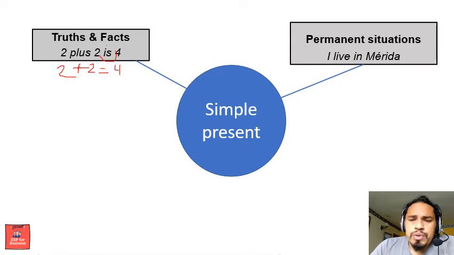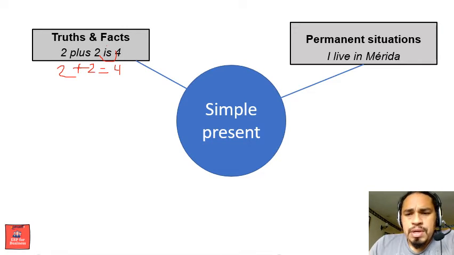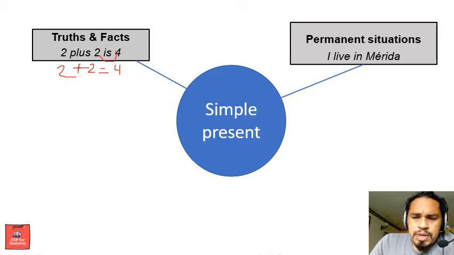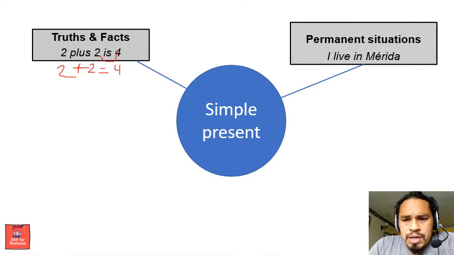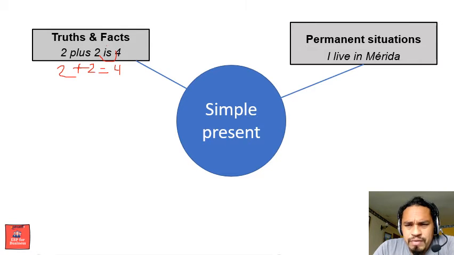We also use the simple present to talk about permanent situations, things that don't change or at the moment of speaking are just like that. For example, I live in Mérida. For example, I love cheese. I like coffee. Those could be permanent situations.